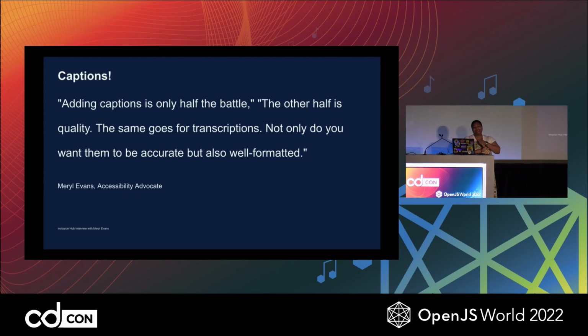In captions, Merrill Evans, accessibility advocate, says, adding captions is only half the battle. The other half is quality. The same goes for transcriptions. Not only do you want them to be accurate, but also well-informed.